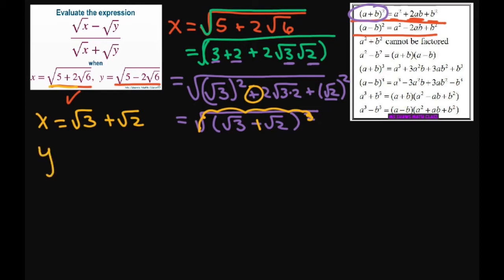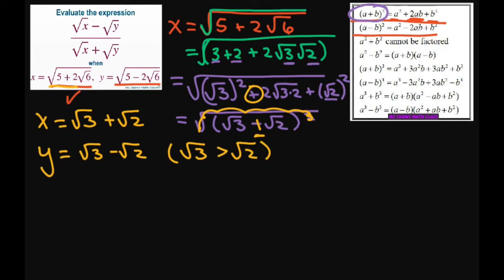Now my y is going to be the same thing, but we have a minus. So it's going to be square root of 3 minus square root of 2, given that square root of 3 is greater than square root of 2. So that 1.73 is greater than 1.41 approximately.